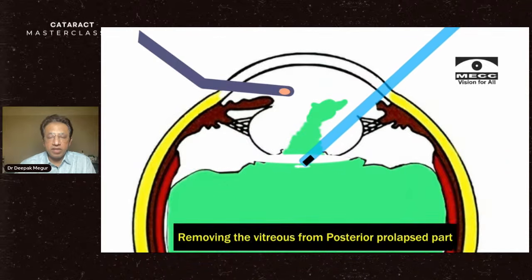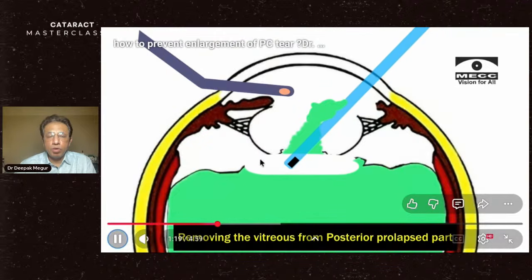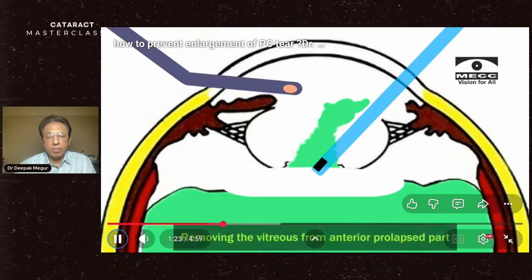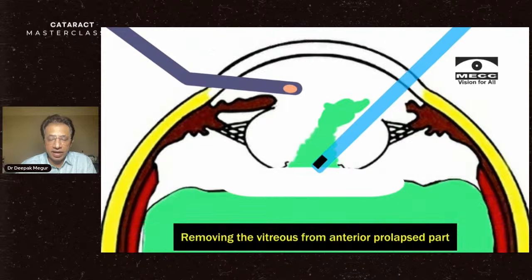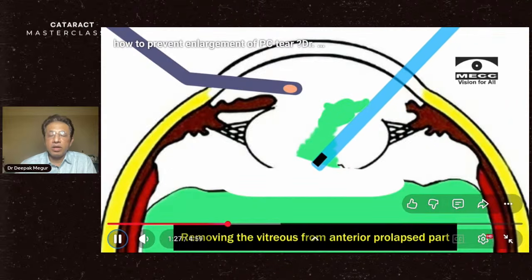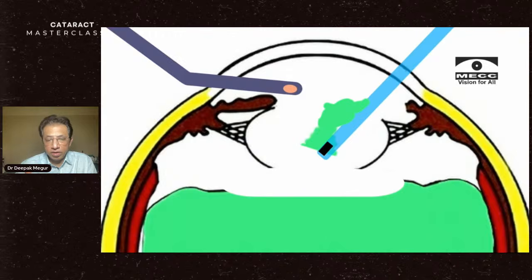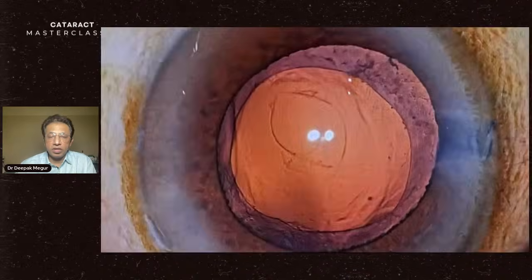After some time, you realize that you've done some vitrectomy here, and the prolapsed vitreous and the vitreous behind the posterior capsule are now separated. Then you turn the port sideways and continue the vitrectomy, then anteriorly, and then you pull back the vitreous which is prolapsed out. This step ensures that you're not tugging or pulling at the vitreous or the posterior capsular tear. That is how you can prevent posterior capsular tear enlargement.